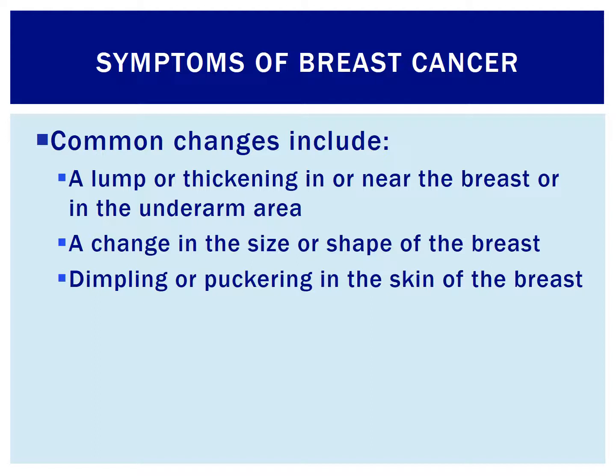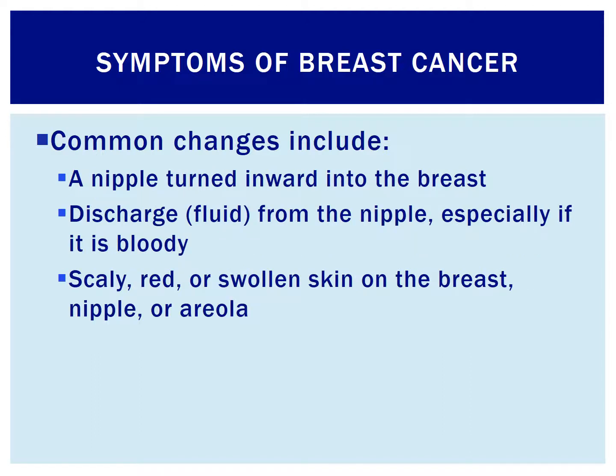Some common changes include a lump or thickening in or near the breast or in the underarm area, a change in the size or shape of the breast, dimpling or puckering in the skin of the breast. Some common changes include a nipple turned inward into the breast, discharge or fluid from the nipple, especially if it is bloody, and lastly, scaly, red, or swollen skin on the breast, nipple, or areola.